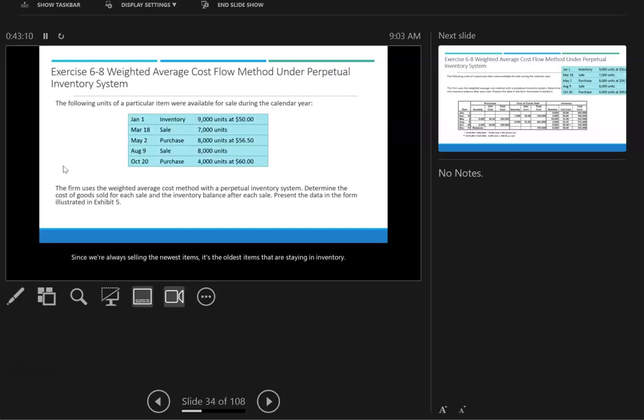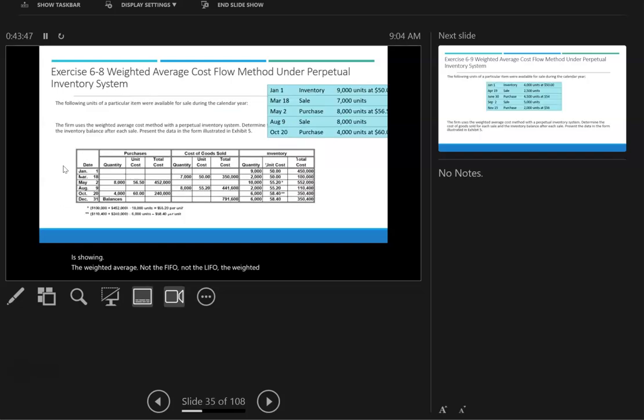The following units of a particular item are available for sale during the year. The firm uses the weighted average cost method with the perpetual inventory system. Determine the cost of goods sold for each sale and the inventory balance after each sale. So this one is a little different. This one is showing the weighted average, not the FIFO, not the LIFO, the weighted average.